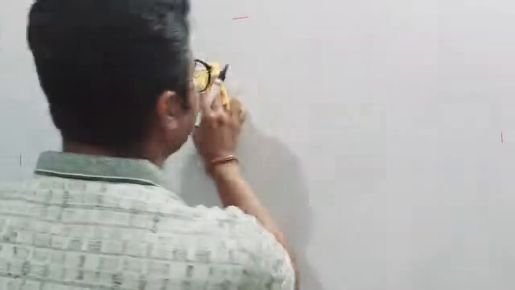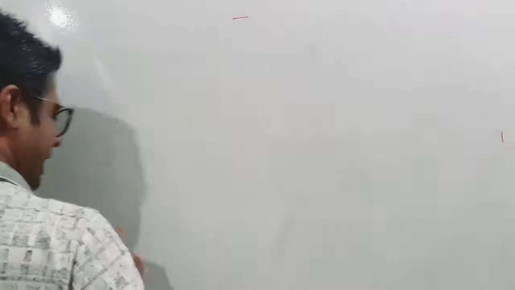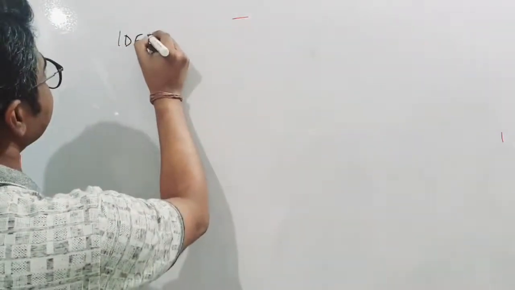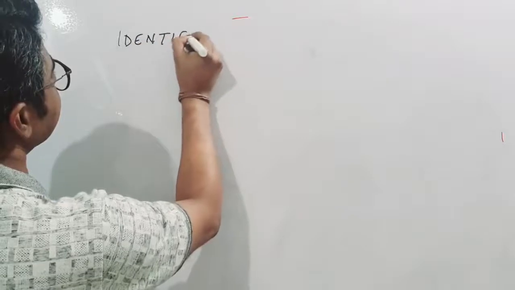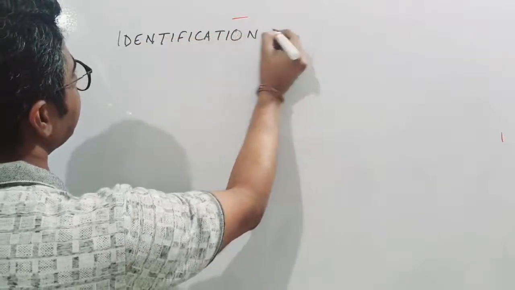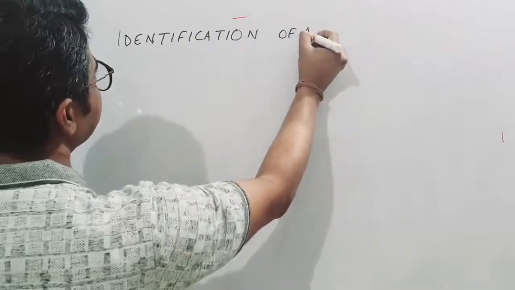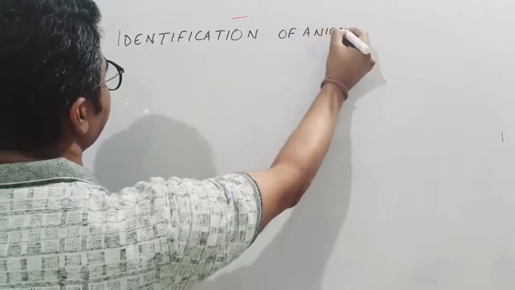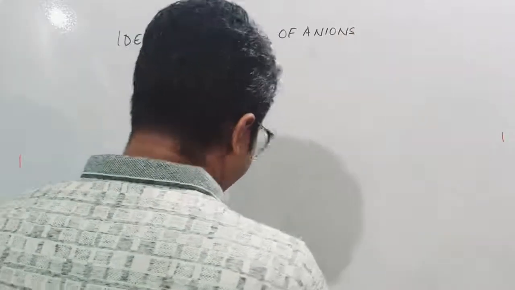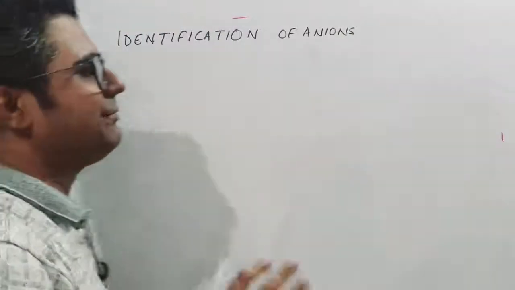Heading we have to write. Identification of anions, very important part. Okay, so first of all we are going to take a very simple anion, that is carbonate anion.